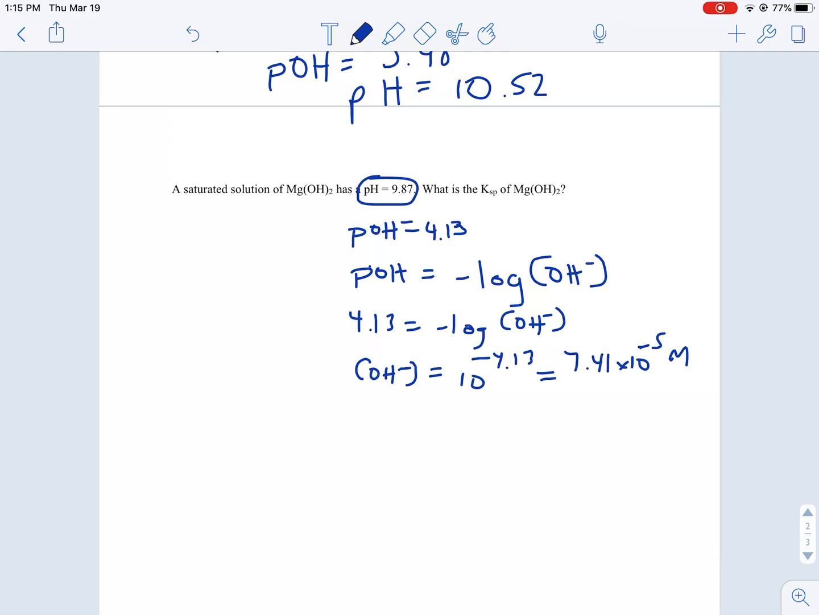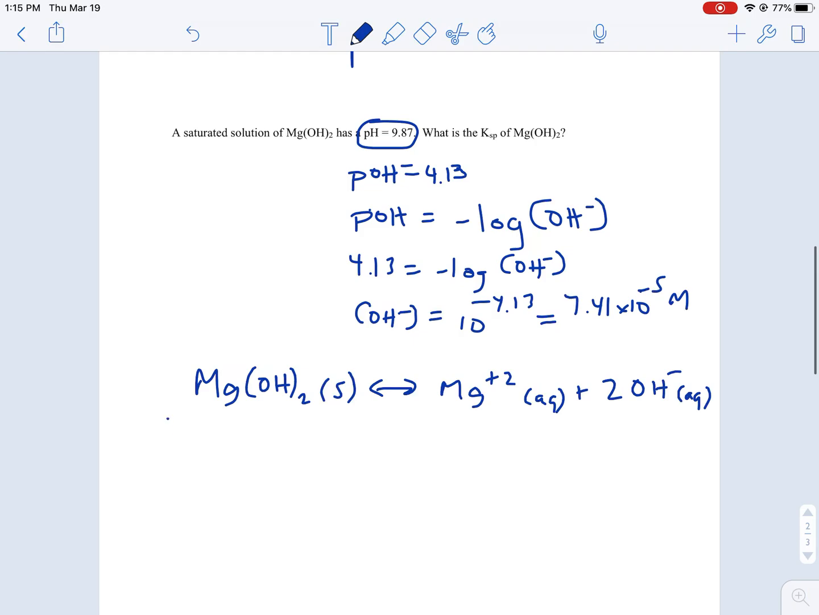Once we have that, we can get a KSP value. So treat it just like the last problem. Treat it like any normal KSP problem. We have our magnesium hydroxide. It's an insoluble substance, so we start with it as a solid. And we're going to break it into its ions. 2-to-1 ratio between the hydroxide and the magnesium.